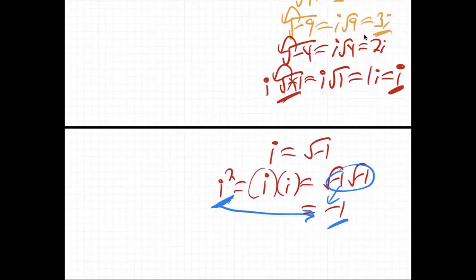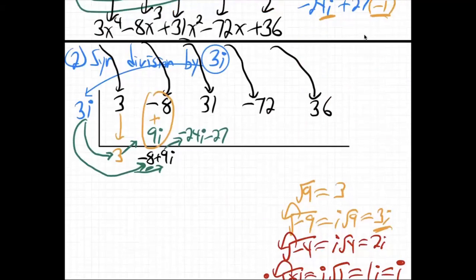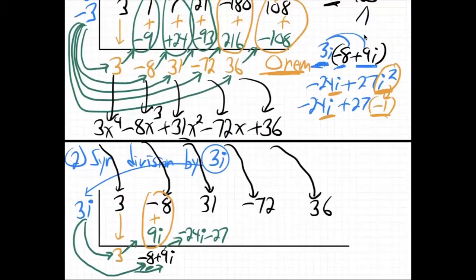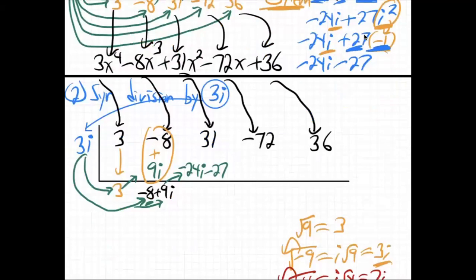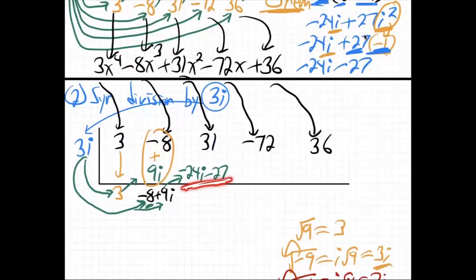All right, so whether you buy that or not, let's get back to the problem. This i squared right here is just -1. So this becomes -24i plus 27 times -1 is -27. That's how I got this right here. Now add these together. This guy and this guy will combine. Let's put them in the front. So that'll be, what? 31 minus 27 is 4 minus 24i.